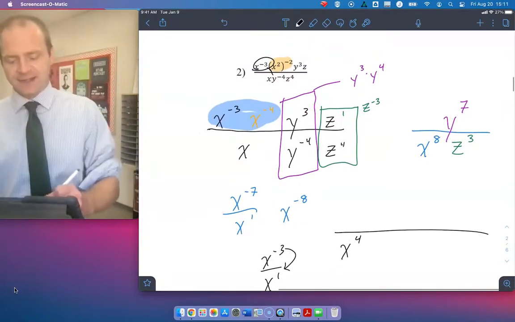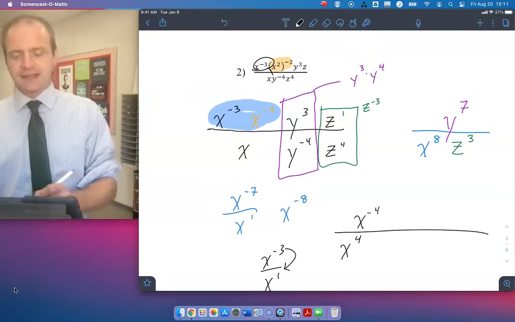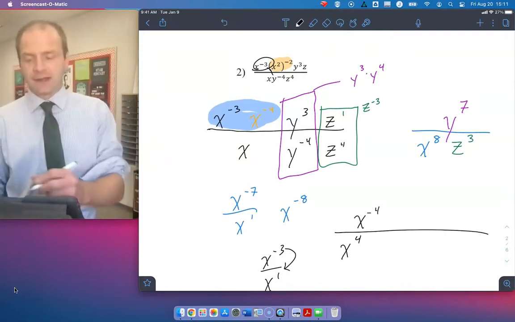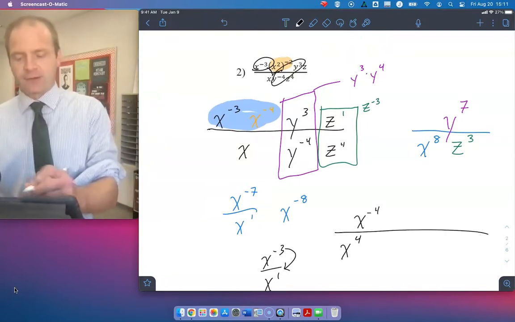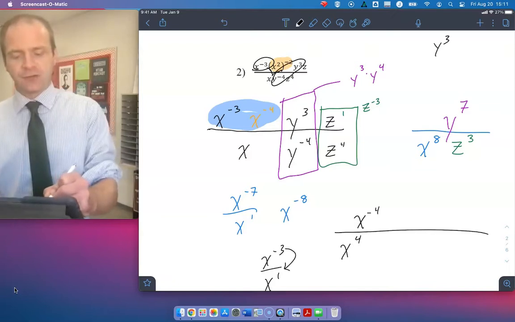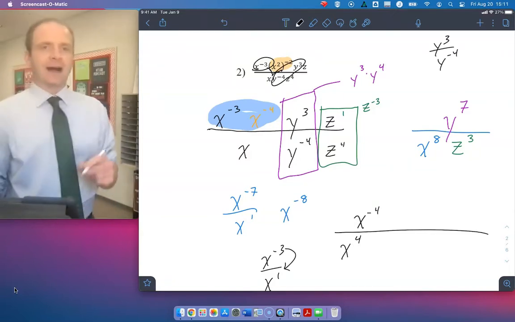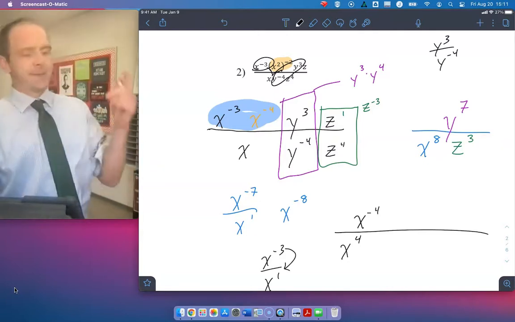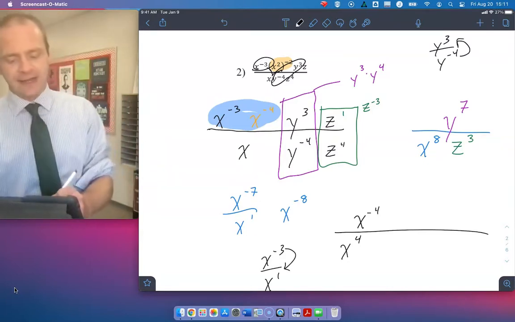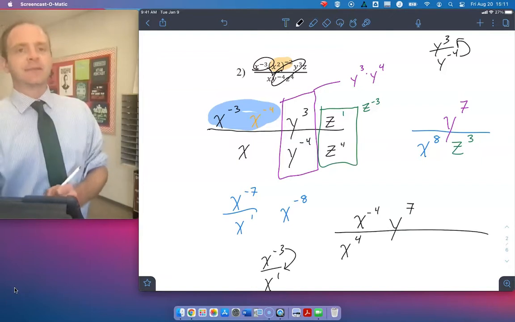This was x to the negative 4th on top. We'll combine those a little bit later. I have a y to the negative 3rd. Sorry, y cubed over y to the negative 4th. I don't want to keep the negative 4, so I'm going to move it to the opposite side of the fraction by adding. So that's a y to the 7th on top.